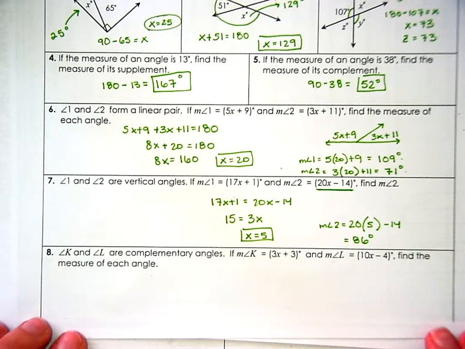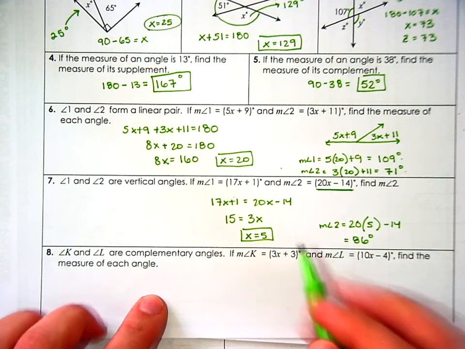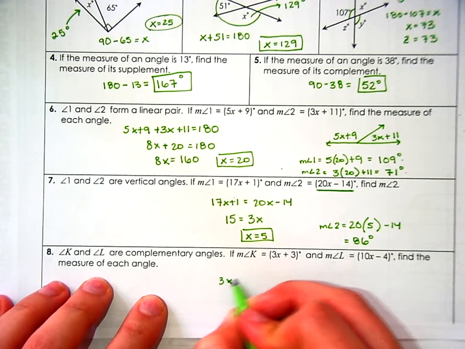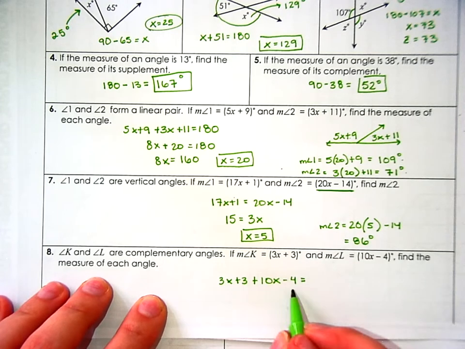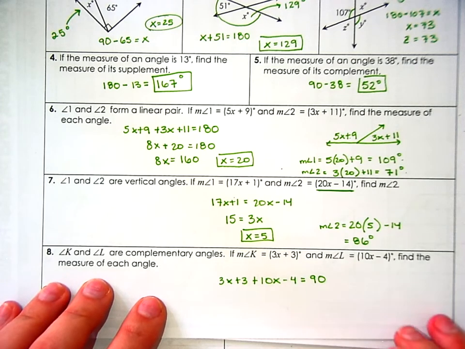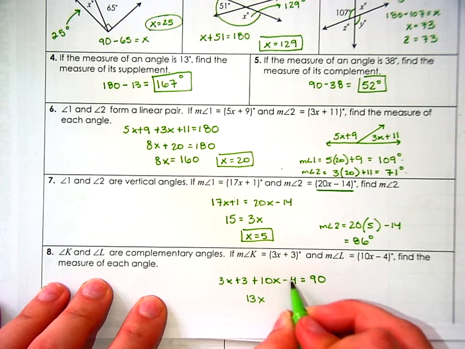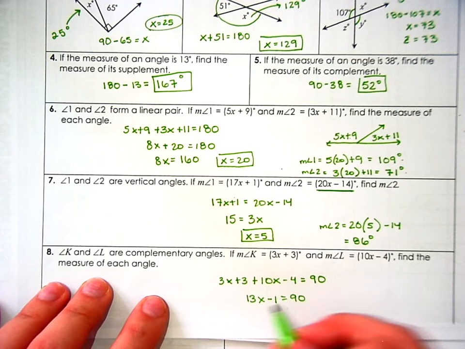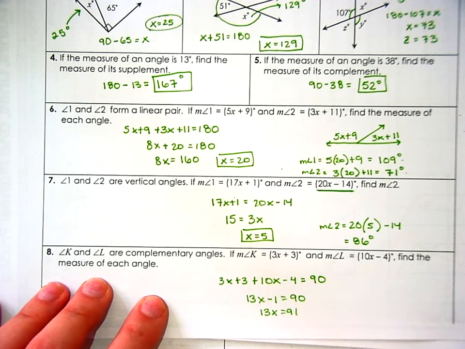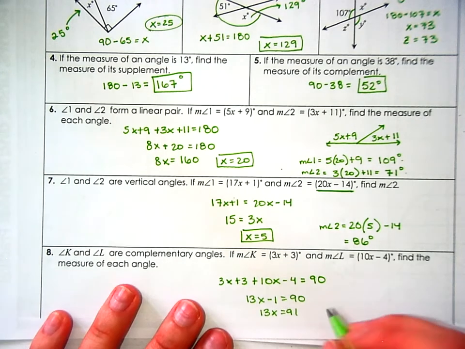All right, last one on this page, we have complementary angles, so we know they add up to 90 degrees. So I'm going to set these on the left side of the equation, 3x plus 3 plus 10x minus 4. And the sum of all of these has to equal 90. All right, so I've got 13x if I combine these, and I've got negative 1 if I combine the numbers. I'm going to add 1 to both sides, so I've got 13x equals 91, and 91 divided by 13 is going to give me 7.